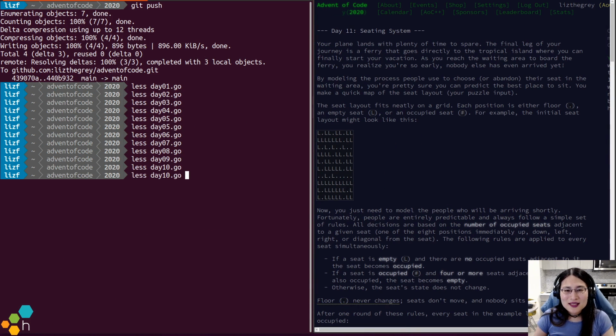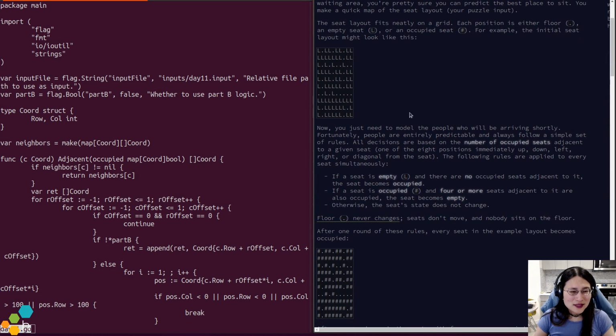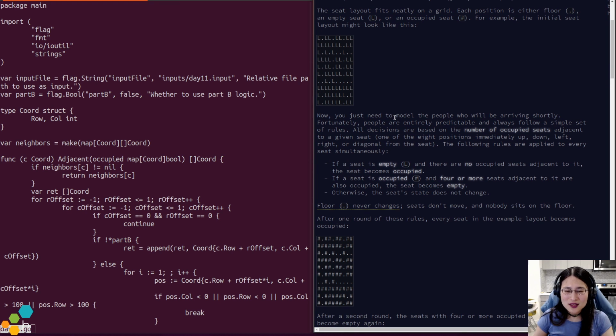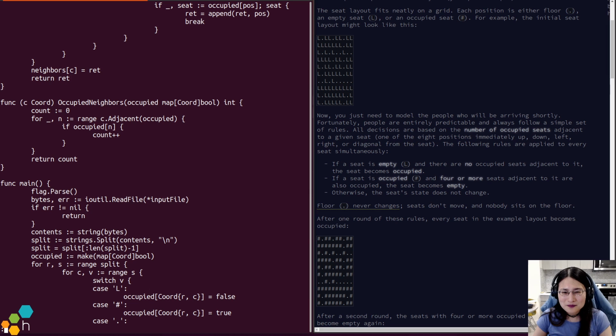Okay, day number 11. So in day number 11, this is the first kind of state machine puzzle, or kind of Conway rules puzzle, in which the behavior of a given node winds up varying over time. So what I wound up doing for this year was I constructed a coordinate system and just had a map. So if a bit was set in the map, it meant that the seat was occupied. If it was not set, then it meant the seat was not occupied. And if the item was missing from the map entirely, then it was not a valid tile to iterate over.